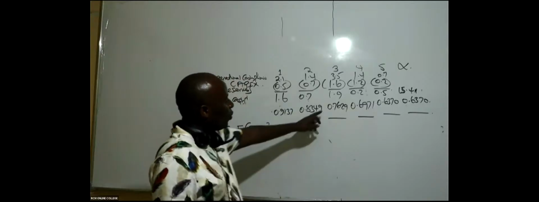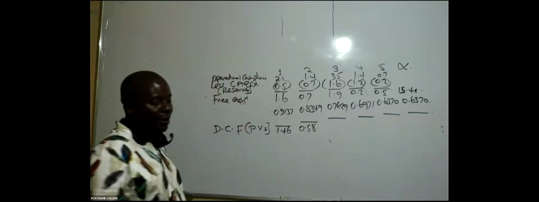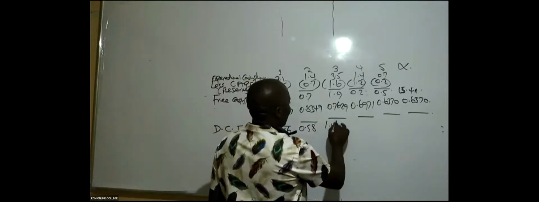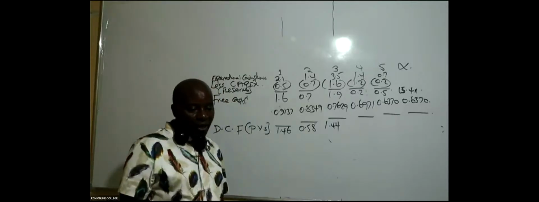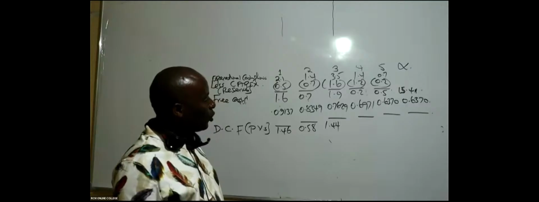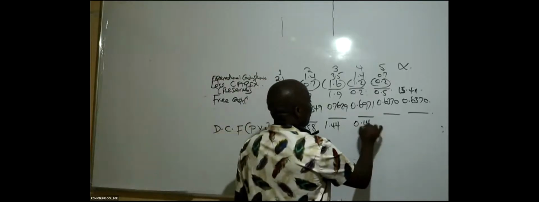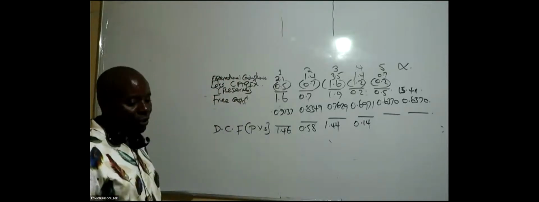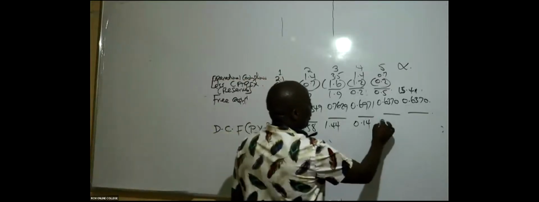And then for year 3, we have this times this, 1.44. And then year 4, 0.2 times 0.6971, 0.14. Then you go to year number 5. 0.5 times 0.6370, 0.32. So this is 0.32.